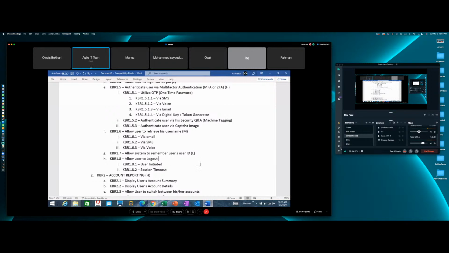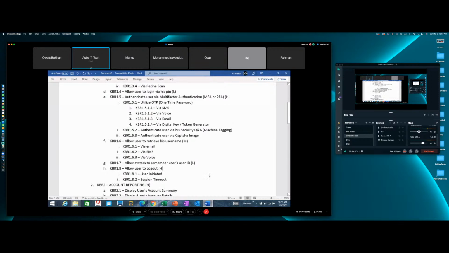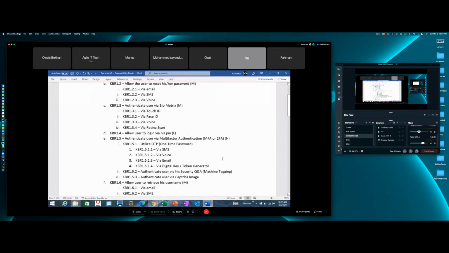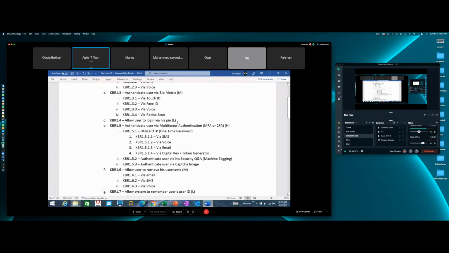Allow user to log out. High. So if I was building this login module, what do I need? I need to have at least a password mechanism, user ID, password, yes. Here I need a second factor. So which second factor do you think is easiest to build? Out of 1, 2, 3, what is 3, right? This one is easy.